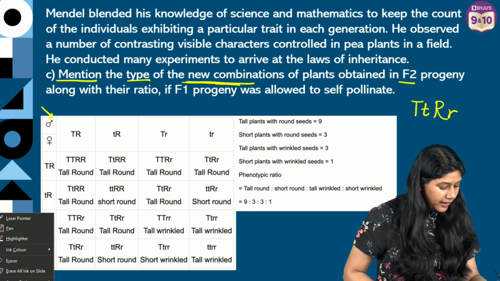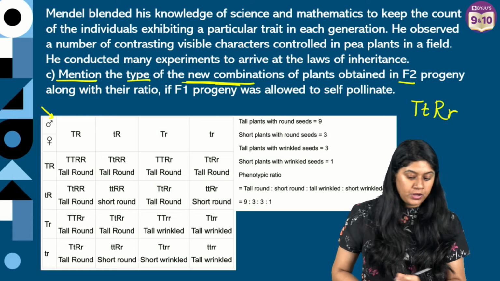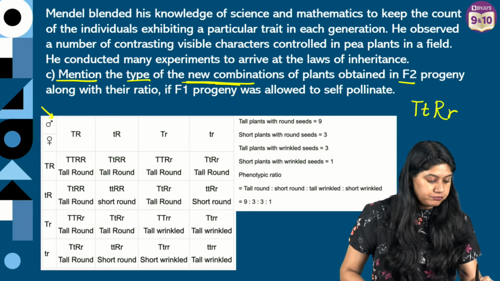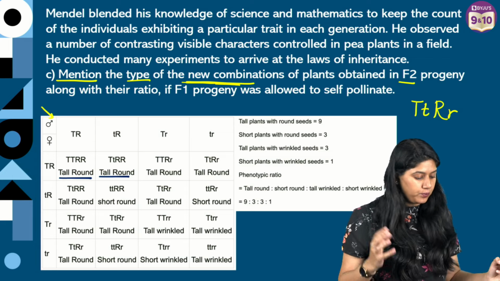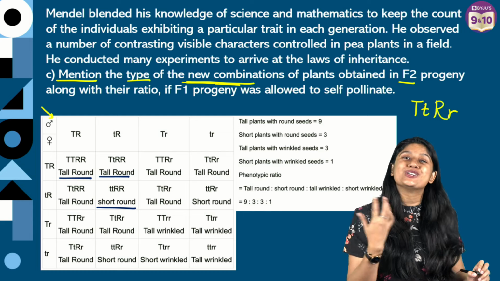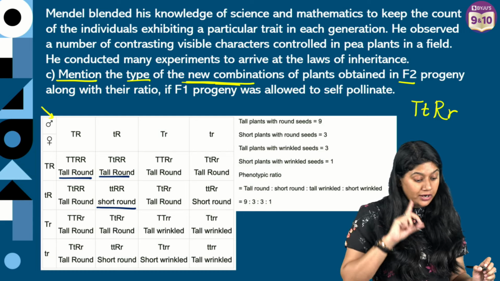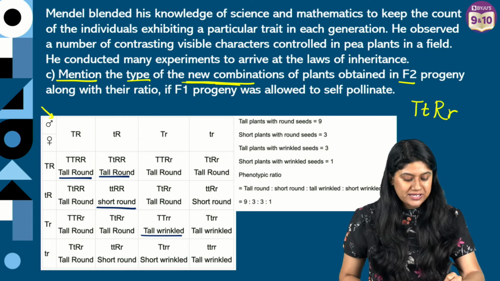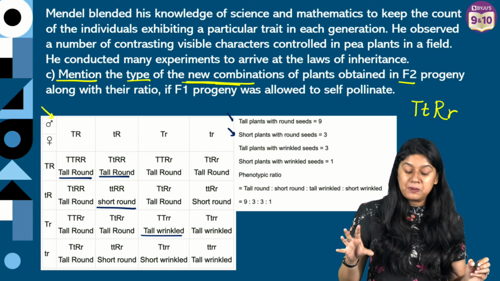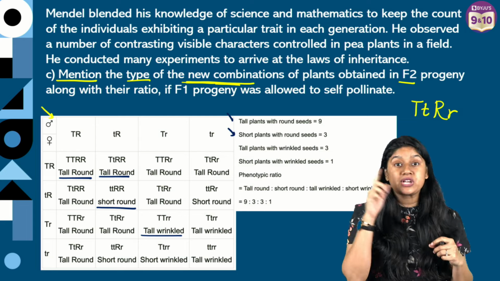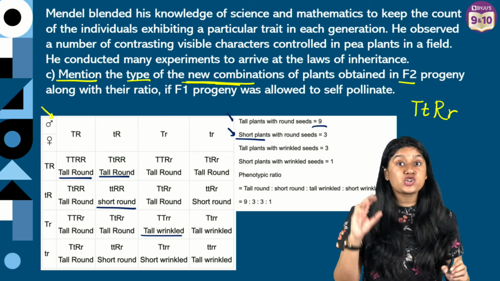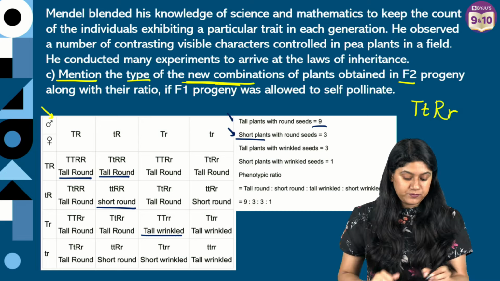Based upon that, we will have 16 different types altogether. We have tall and round. Then we have short and round. This is a new combination that we have: it is short and it is round. Then we have the tall and the wrinkled. So we have 9 plants which are tall and have the round seed, which is a dominating trait. Then of course we have 3 plants which are short, but they have a round seed.